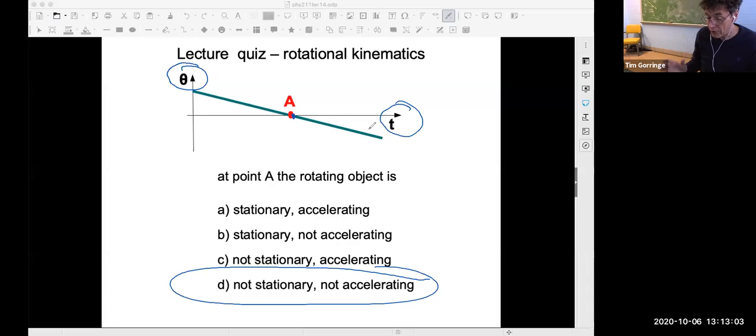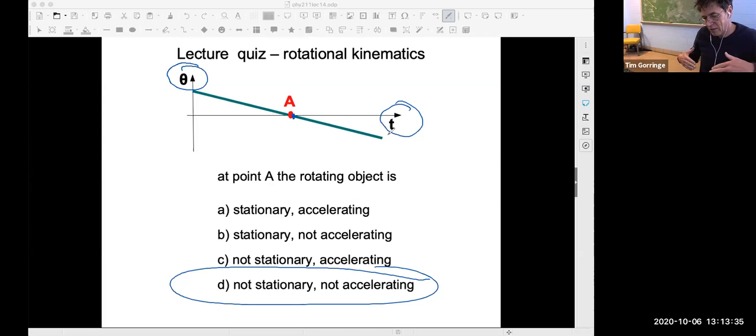If something is stationary on a position versus time graph, or an angular position versus time graph, that's a horizontal line. The coordinate theta or coordinate x is not changing. Here, this coordinate theta, or equivalently coordinate x, is changing. And so the object is moving. It's not stationary. However, it's not accelerating. Look at the steepness of this line. It's no steeper up here on the left than it is down here on the right. It's a straight line.